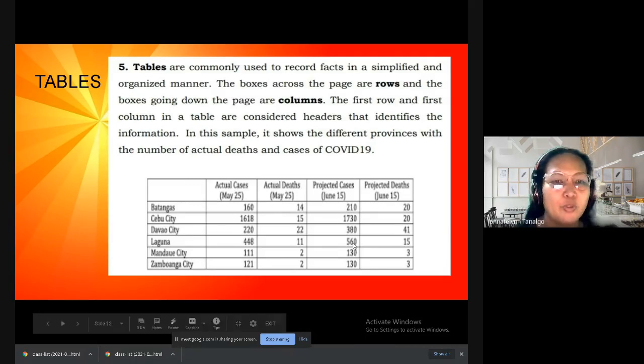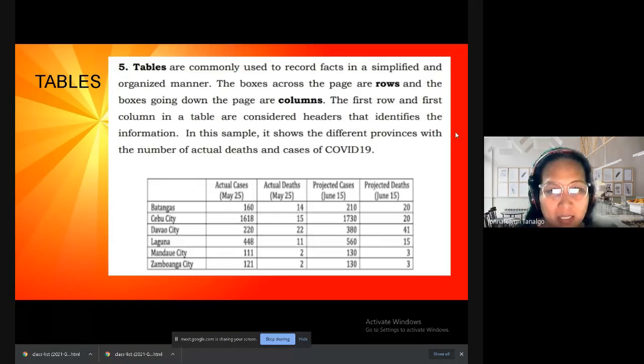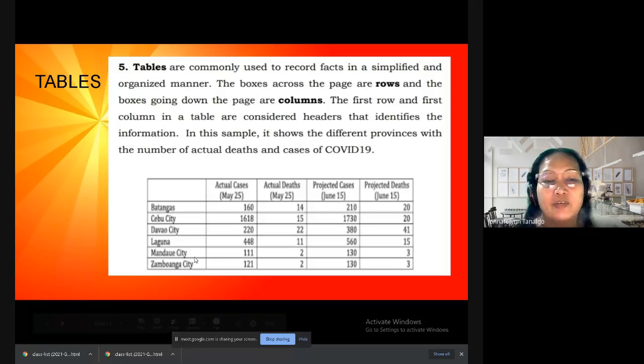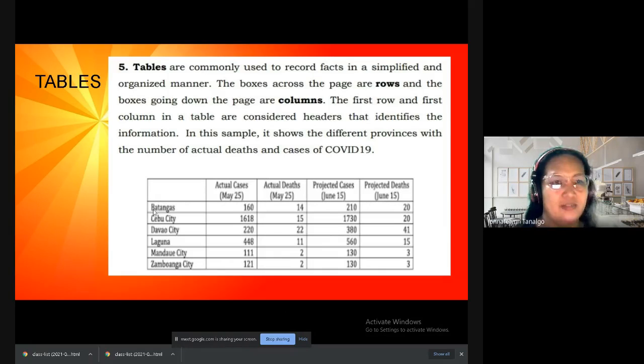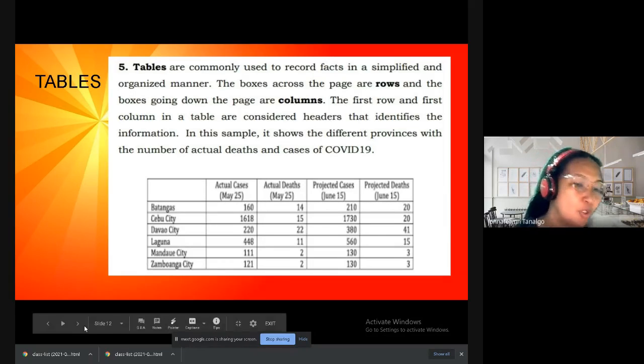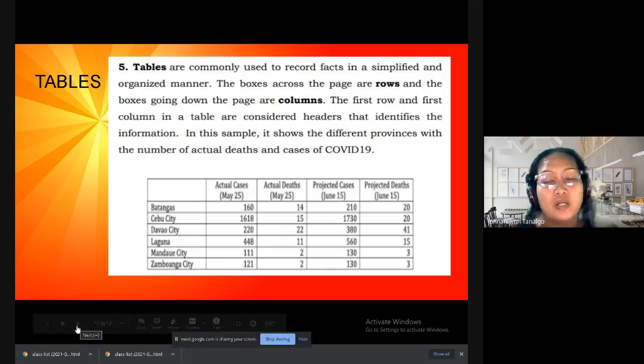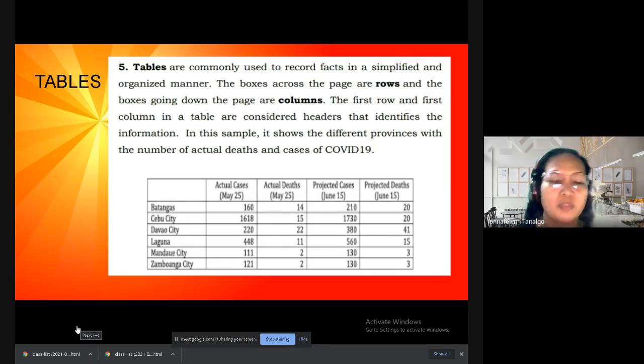In this sample, you can see the different provinces: Batangas, Cebu, Davao, Laguna, Mandaue, Zamboanga, the different provinces or cities with the number of actual deaths and cases of COVID-19. So this is a table, another type of verbal visual or visual verbal text.